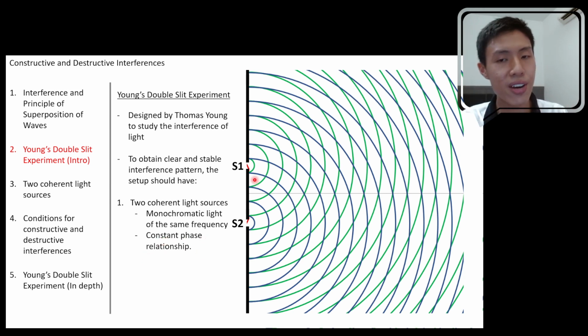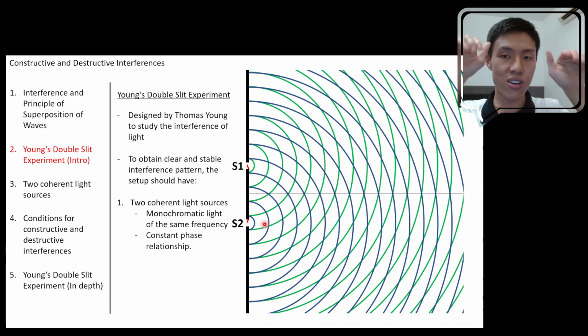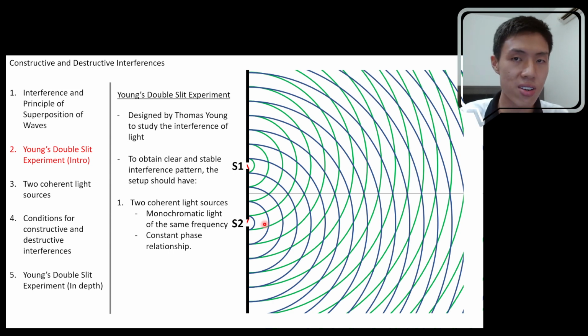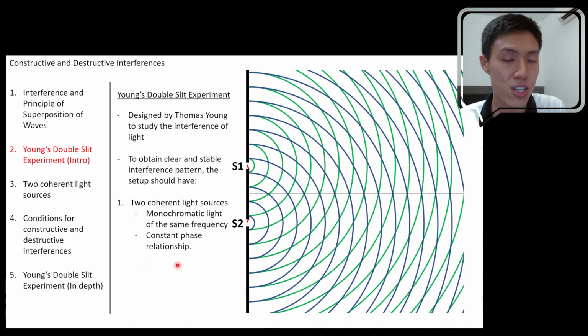So a rough idea is, if the light emerging from source 1 right now is a crest, and the light emerging from source 2 is a crest, then they are in phase, right? Later on, if they are trough coming out, crest coming out, trough coming out, crest coming out, then the light emerging from slit 1 and slit 2 are in phase, right? In this case, it is valid to say they have a constant phase relationship.